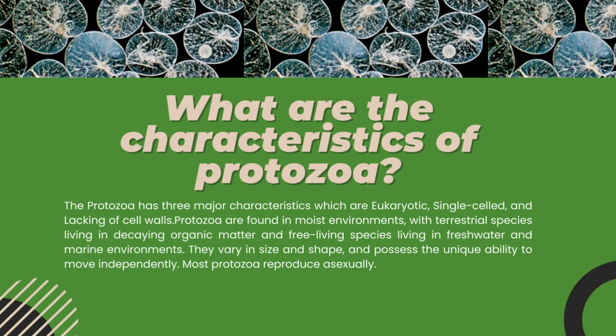To continue, let us talk about the characteristics and classifications of a protozoa. The protozoa has three major characteristics, which are being eukaryotic, single-celled, and lacking cell walls. Protozoa are found in moist environments, with terrestrial species living in decaying organic matter and free-living species living in fresh water and marine environments. They vary in size and shape and possess the unique ability to move independently. Most protozoa reproduce asexually.